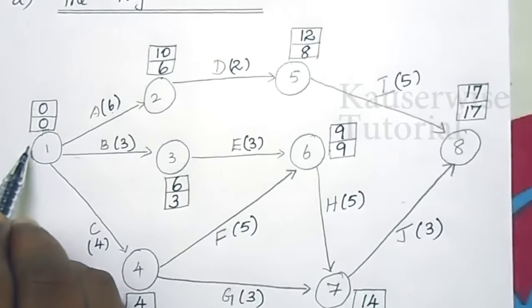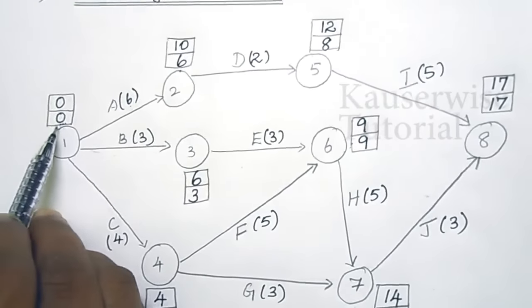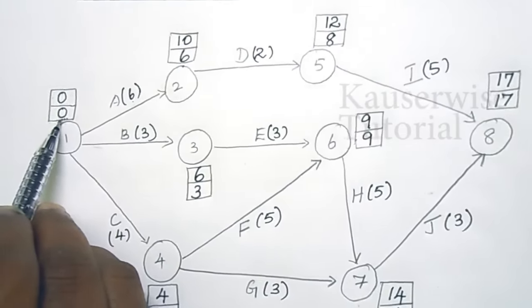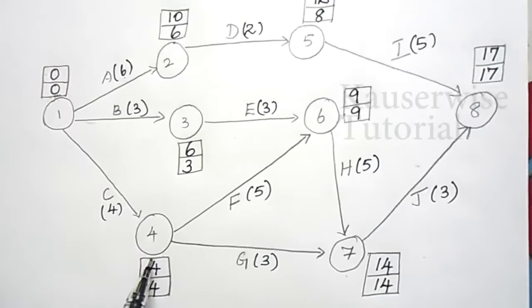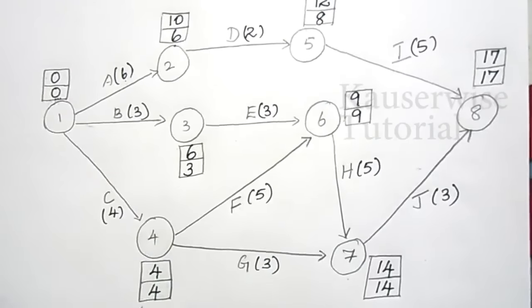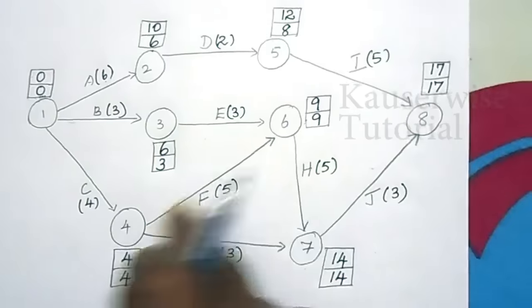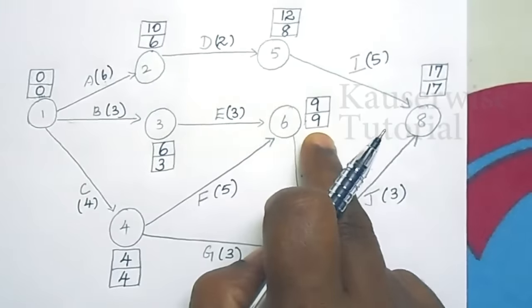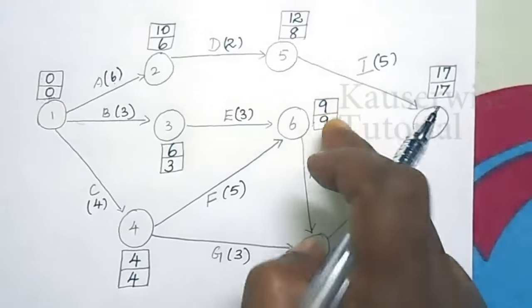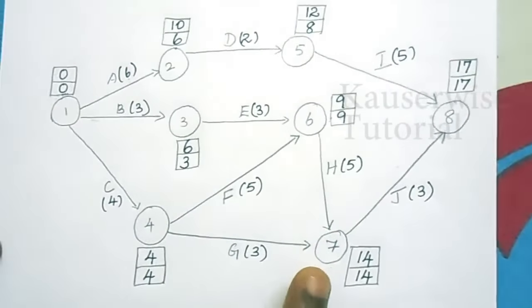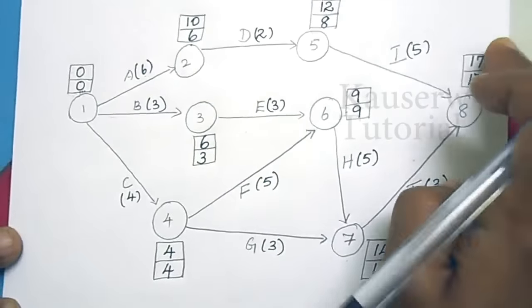See, for node 1, both earliest start time and latest completion time is equal. So, condition 1 is fulfilled. This is the starting node. The ending node is 4. So, here also, for ending node also, the earliest start time and completion time both are equal. For node 6 also, the earliest start time is 9 and latest completion time is 9. So, both are equal. The next one is node 7. For node 7 also, both are equal. The last 8th node also, both are equal.